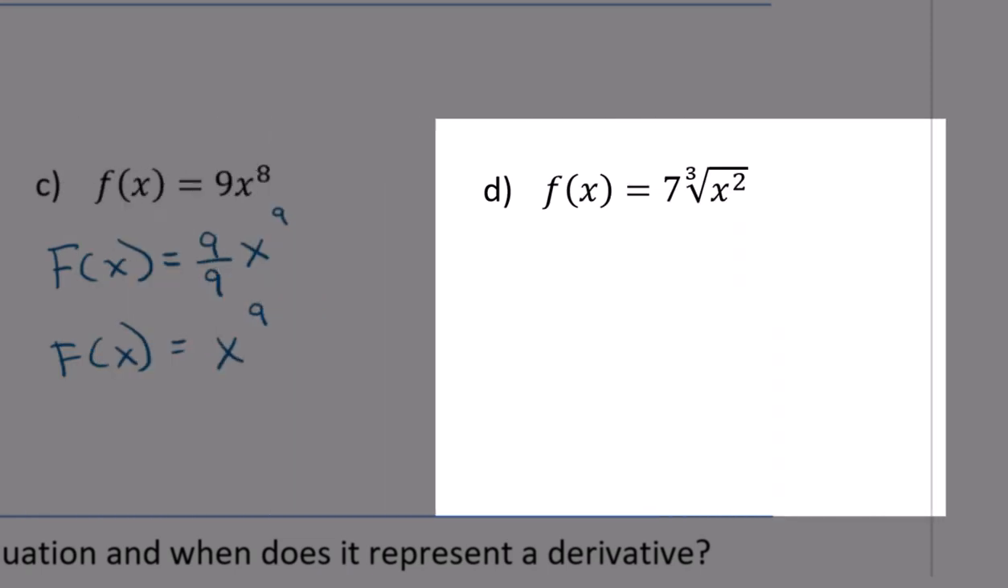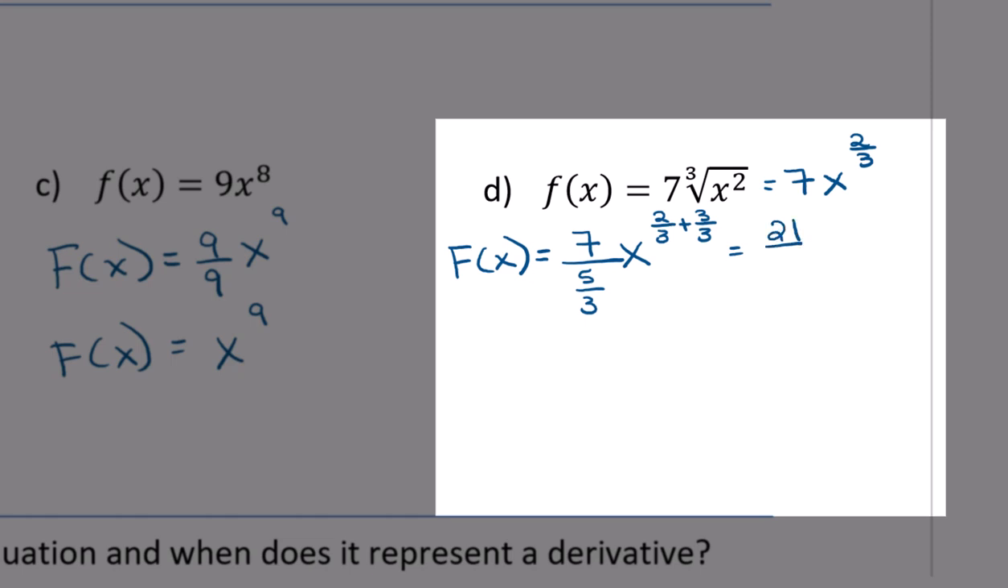Now, D can be a little trickier. Again, we want to rewrite it as 7 times x to the 2/3. And the tricky part isn't finding the antiderivative, it's going to be reducing that antiderivative. Let's add 1 to the exponent. So 2/3 plus 3/3, that's a 1, that will give us a 5/3. And then we have to divide that 7 by that 5/3. And that's going to give us a 21 over 5 times x to the 5/3.